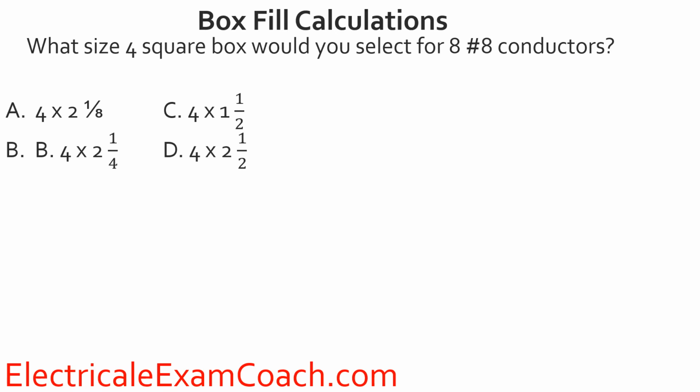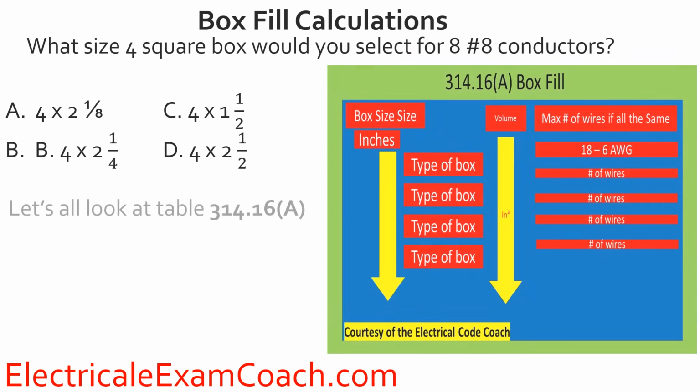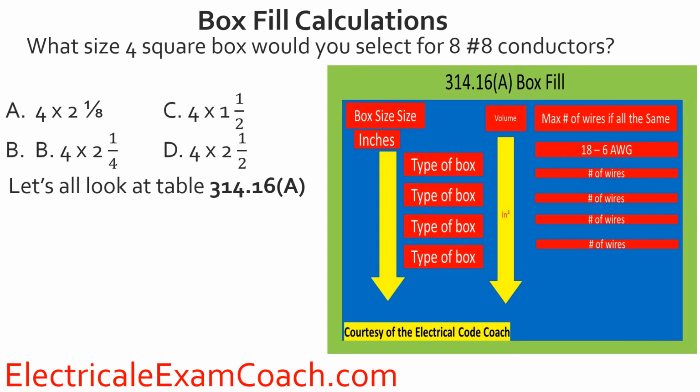What size 4-square box would you select for 8 number 8 conductors? We head to 314.16(A). We're going to start here on the right-hand side and find our size wire. Then we come down and make sure that we're in the right type of box. We cross over and we're going to find that it's A.